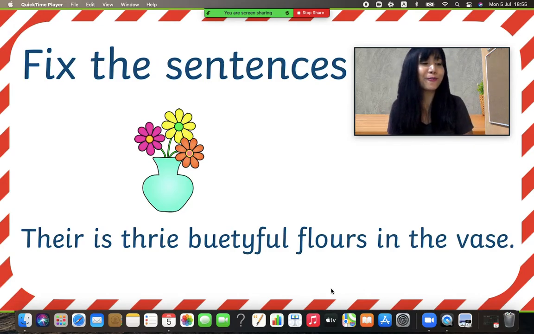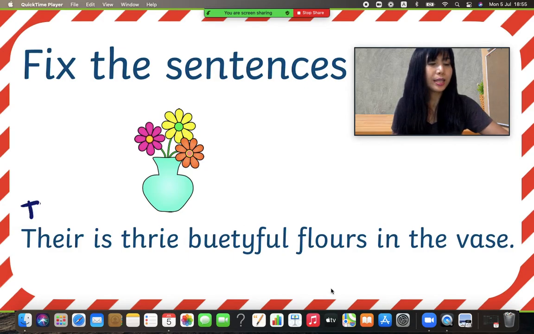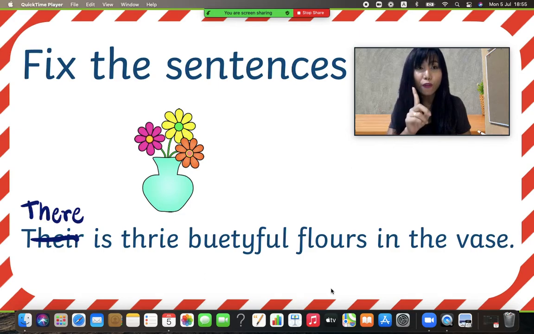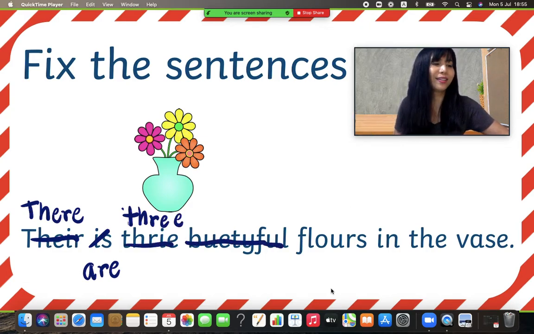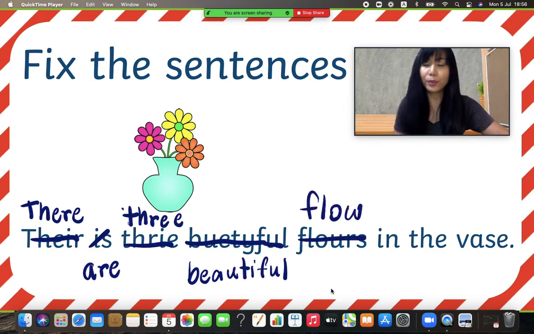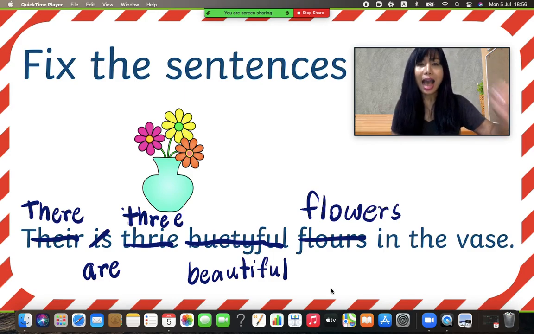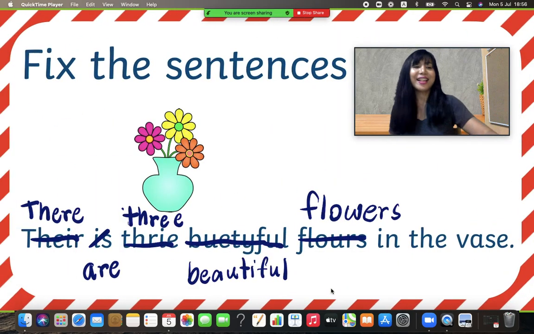There is three beautiful flowers in the vase. Oh my. There is. Not this there. Okay. There has to be T-H-E-R-E. There. Right. Three beautiful flowers, we cannot use is, okay? Plural form, it has to be there are. Okay, there are three, spelling. Three beautiful flowers. Flowers in the vase. And full stop already. There are three beautiful flowers in the vase. Okay, right. That is all. See you. Bye.